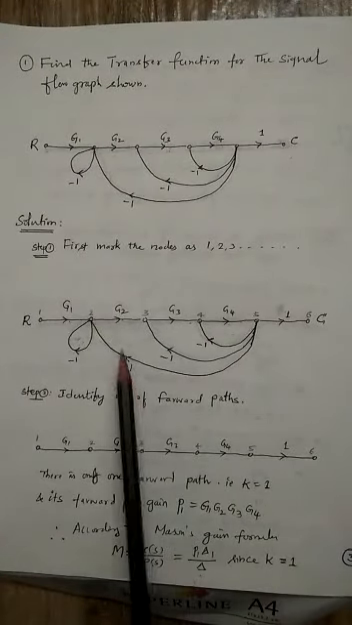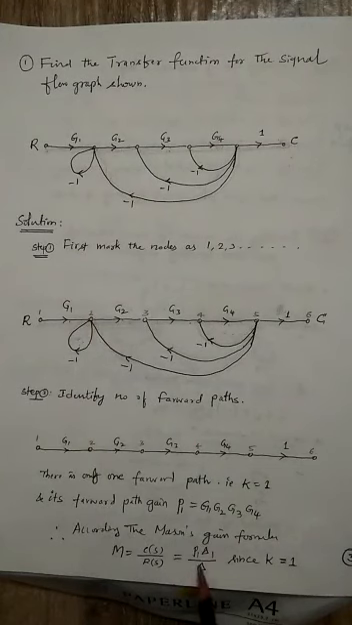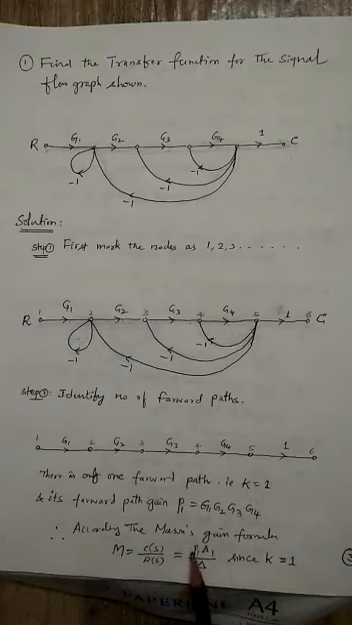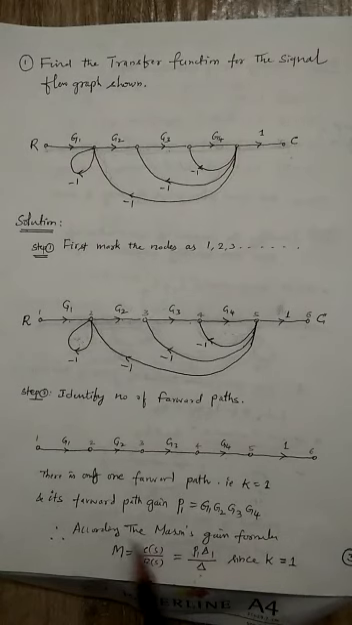Now for this particular problem, since k is equal to 1, it is equal to P1 delta 1 by delta. This is the transfer function formula. Now, we have to find what is P1, what is delta 1 and delta. Here, P1 represents forward path gain.